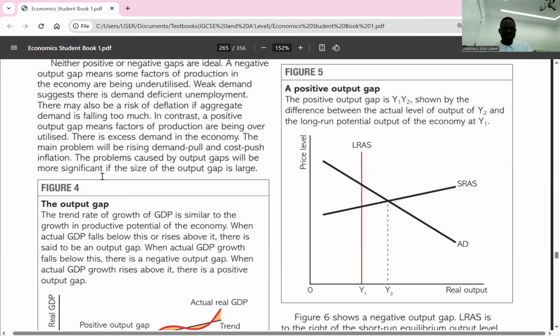Any question about that? No. Good. So we'll go to negative now.